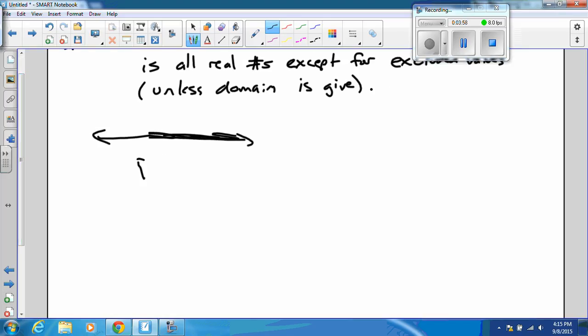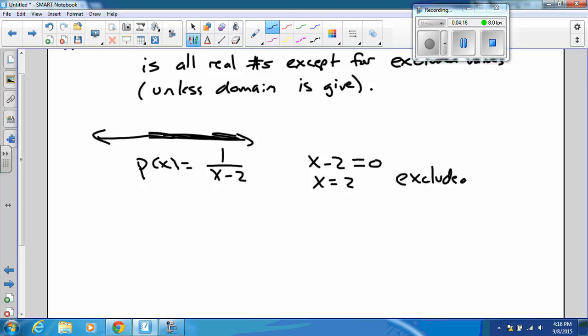So let's consider p of x is equal to 1 over x minus 2. The domain is going to be all real numbers except for the excluded value, which comes about by setting the denominator equal to 0. And that means that my domain is going to be all numbers except for 2, which can be written just like this.